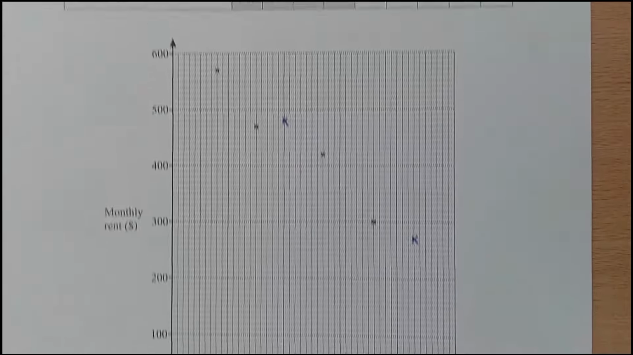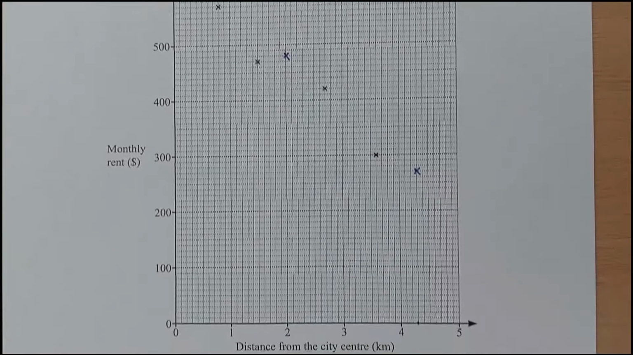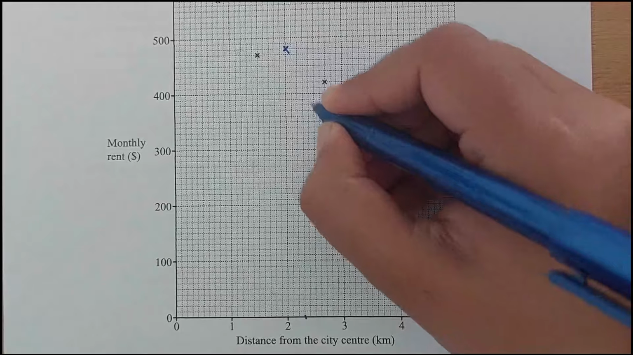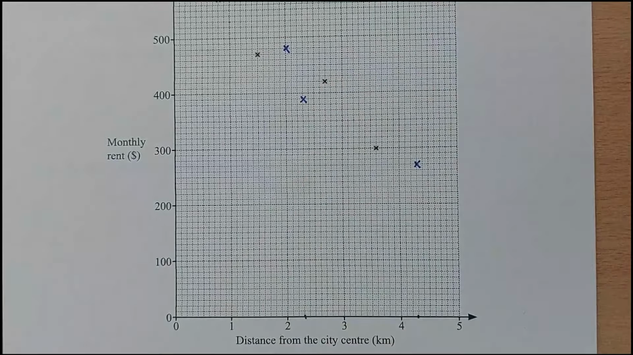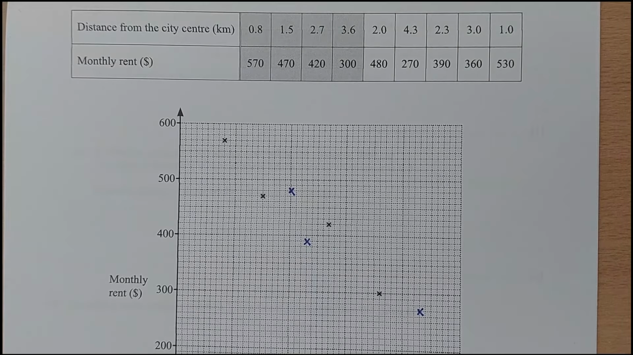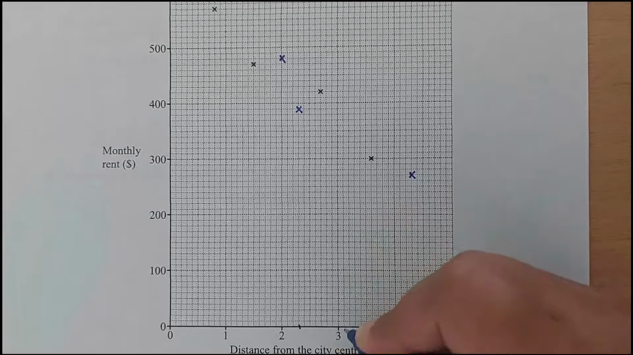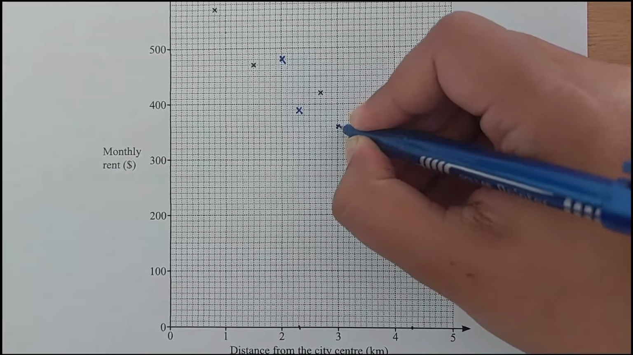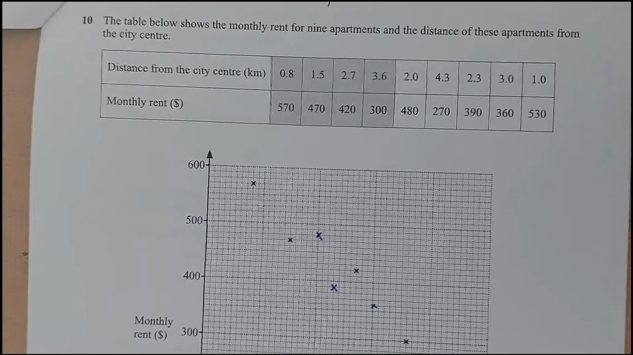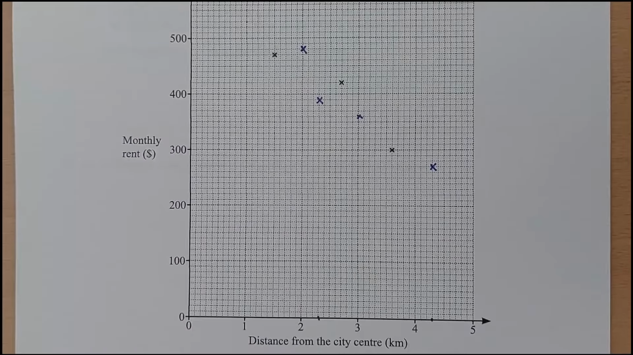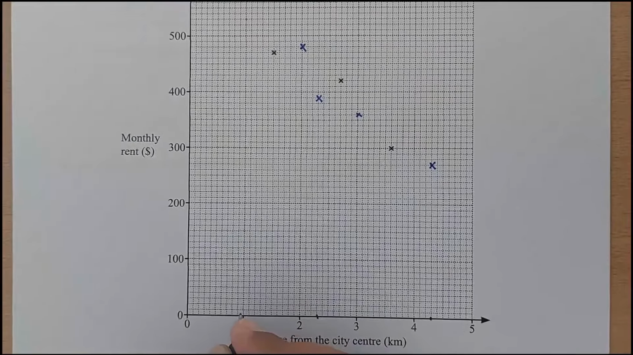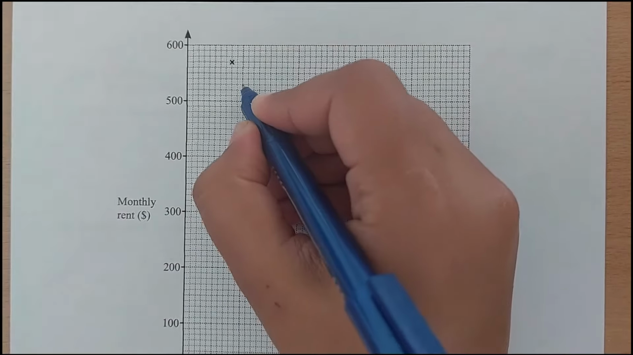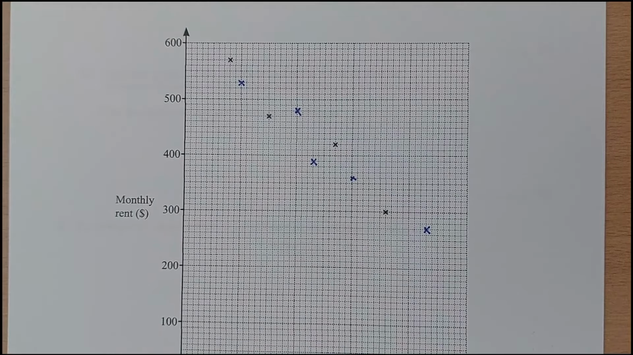The next is 2.3, 390. So 2.3 is 1, 2, 3, and 390 is 1 unit below 400. Now for the next we have 3.0, 360. So this is just 3, that is 350 and then 360. This point. The last is for 1.0 we have 530. So for 1 we have 530, that is 5, 10, 20, and 30 at the top. Yes, so we have completed the scatter diagram.